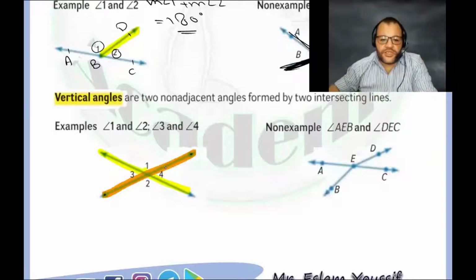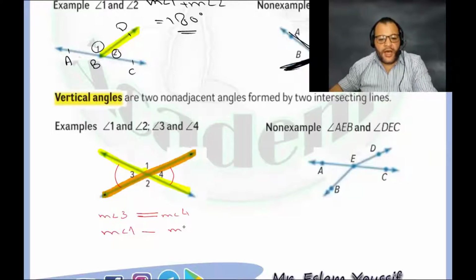Each two vertical opposite angles are equal in measure. The measure of angle 3 is opposite to angle 4, and they will be equal. The measure of angle 1 is opposite to angle 2, and they will be equal.